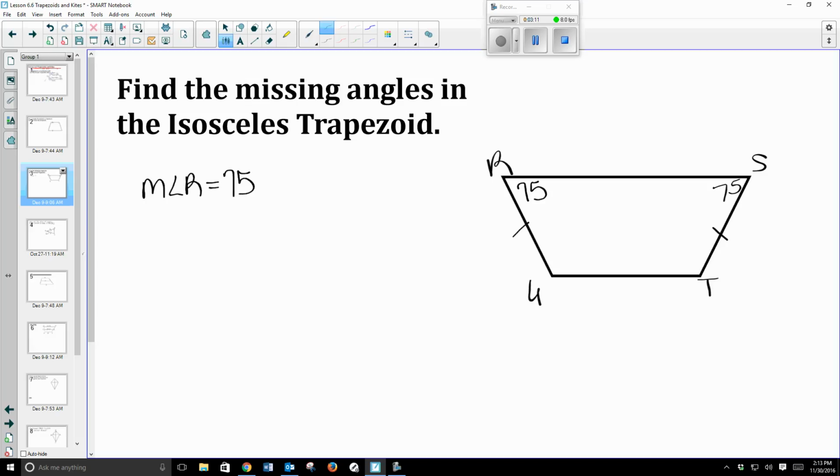These two, you've got parallel lines cut by a transversal, same side interior, are supplementary, right? So those two add up to 180. So the measure of angle U is equal to 105, and the measure of angle T is congruent to angle U, and also is equal to 105.